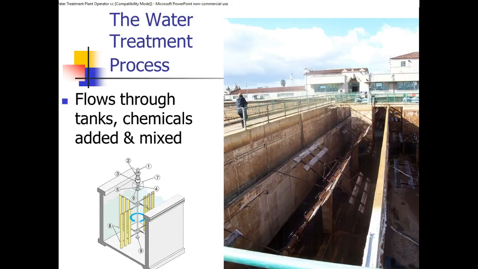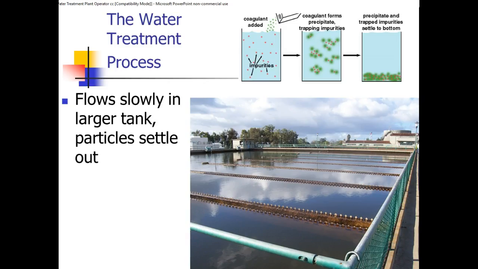It flows through tanks and chemicals are added and mixed. And you can see these big paddles. Those go ahead and mix in the coagulant and the chemicals to make that start forming floc. We've got all kinds of mixers, but they're generally paddles or something that's going to be slow moving.